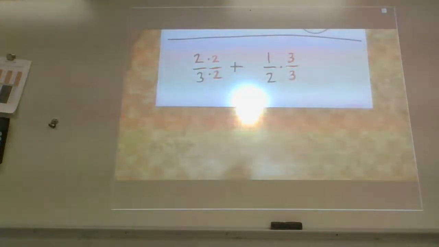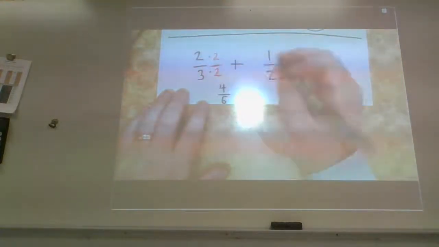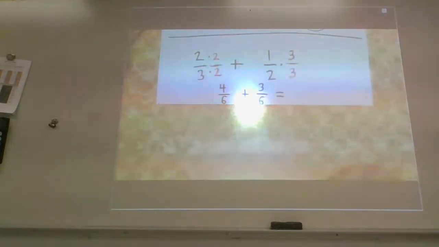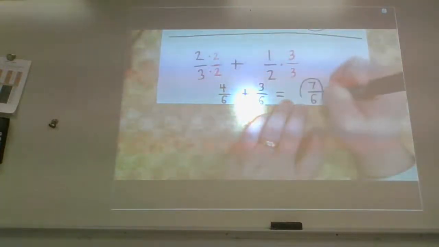Because ultimately, I get 2 fractions. I get the fraction 4 over 6 plus 3 over 6. Just like how we're all human, but we look different. We're just all different fractions. Ultimately, you get the fraction 7 over 6.